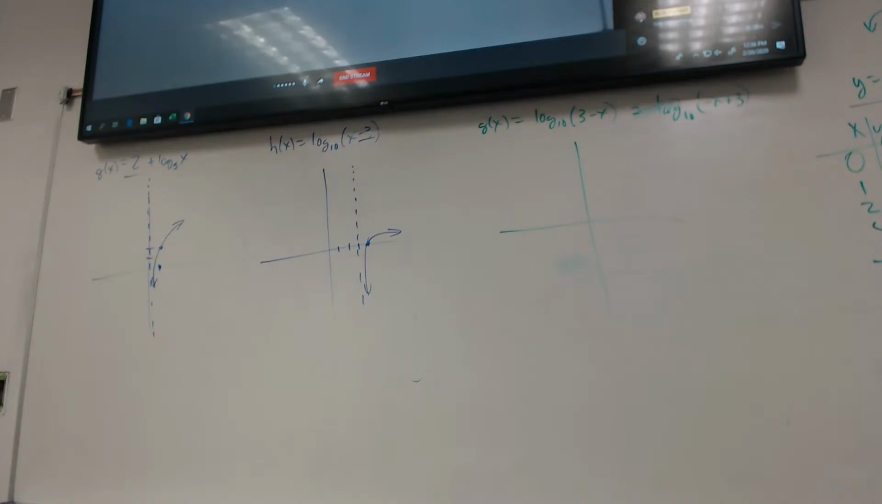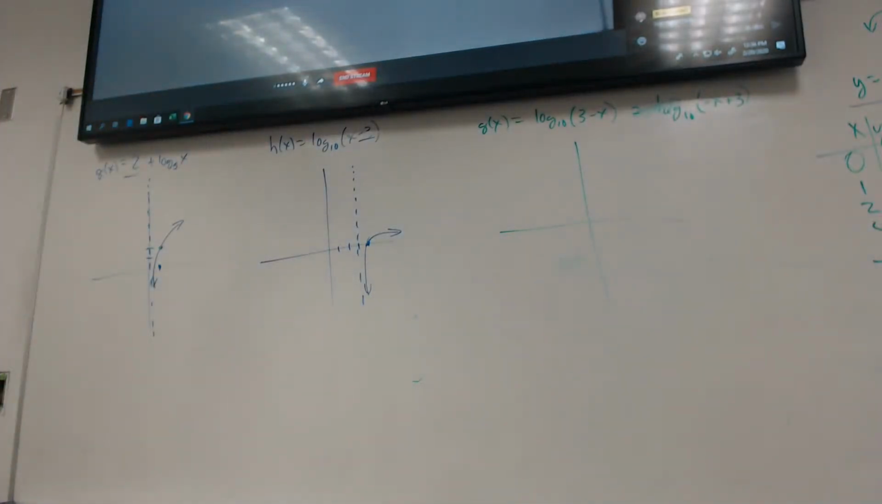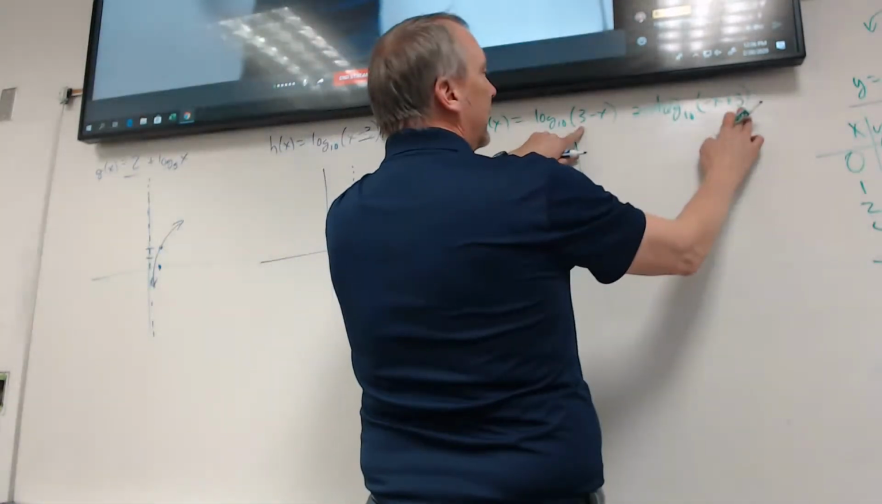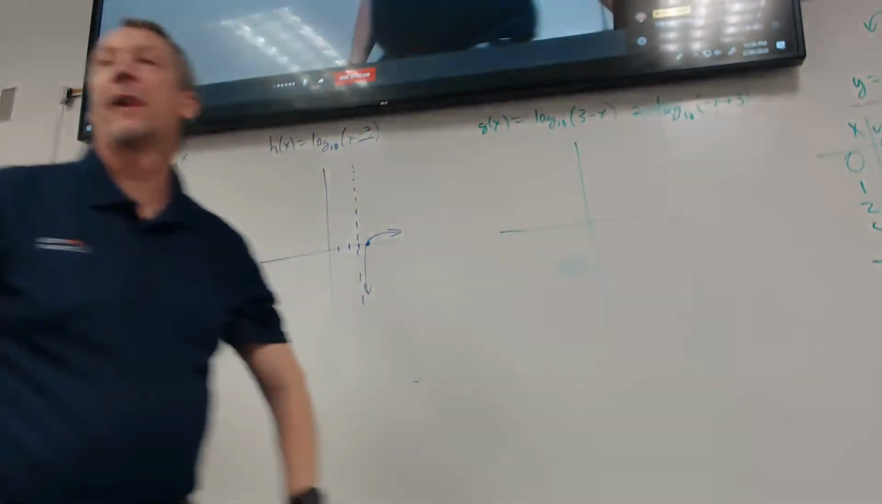Because the x is negative 3. So it would shift it to the left 3, and then it would flip it. It's actually the same thing. Is it really? Yes. 3 is still positive. The x is still negative.